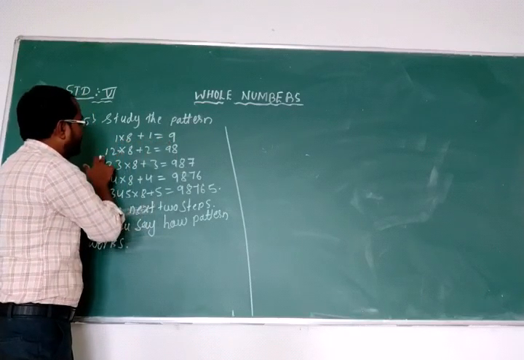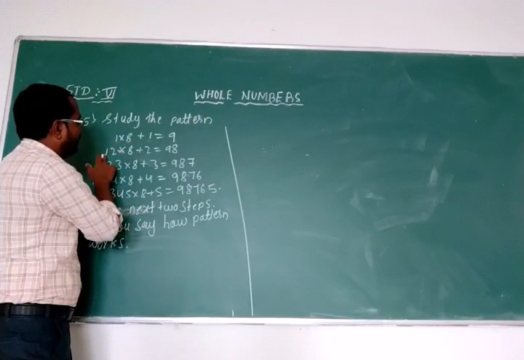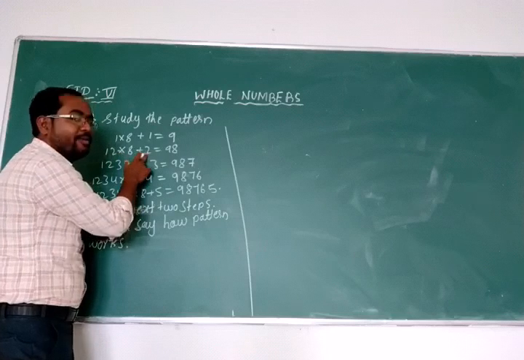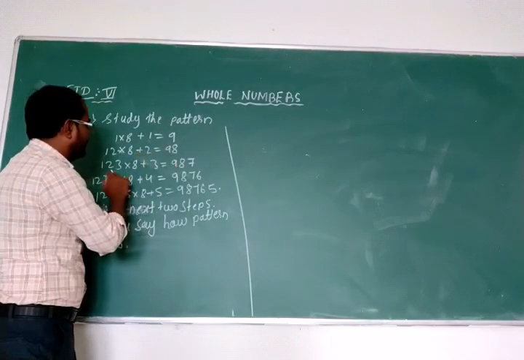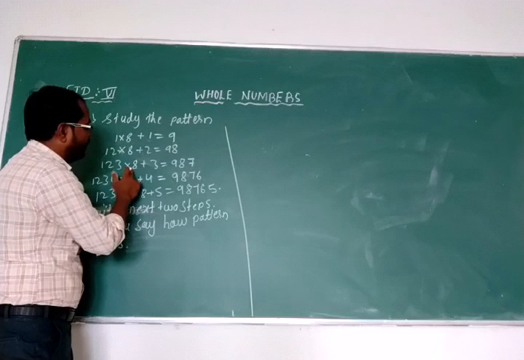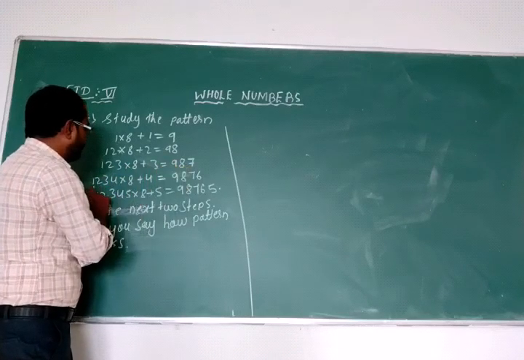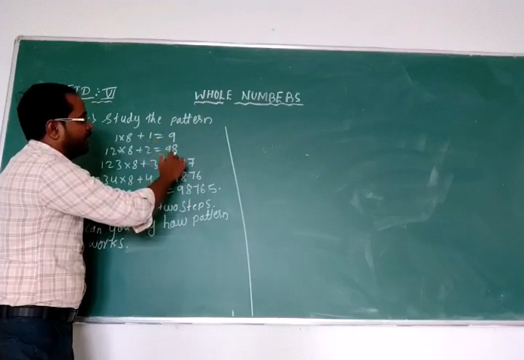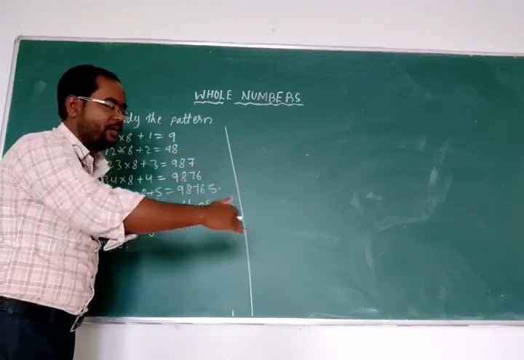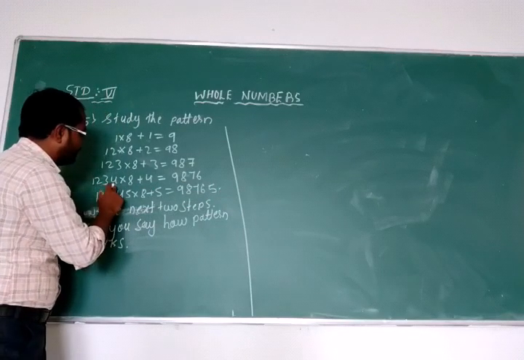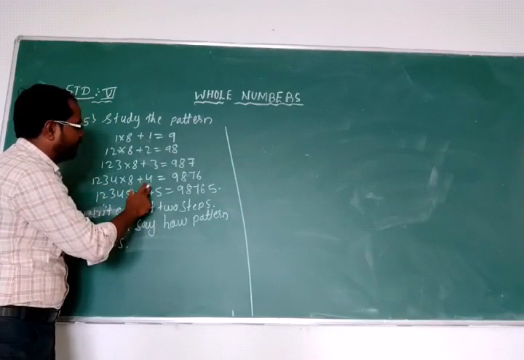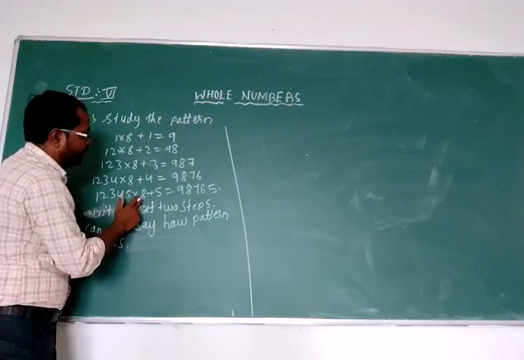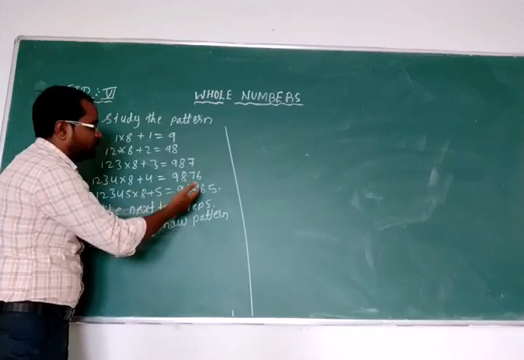So next number they have taken here, behind 1 they have taken the next number: 12 into 8. The next number, what they have taken, that same number they have added, plus 2 is equal to 98. Next number 123 into 8 plus 3 will be 987. 1234 into 8 plus 4 will be 9876. So here, 9876, the numbers are going in decreasing order. Here they are going in increasing order. What numbers come here, they have added the same number here. Next, after 1234, the next number is 5, they have taken and multiplied with 8 and added a 5. So we got the next number.